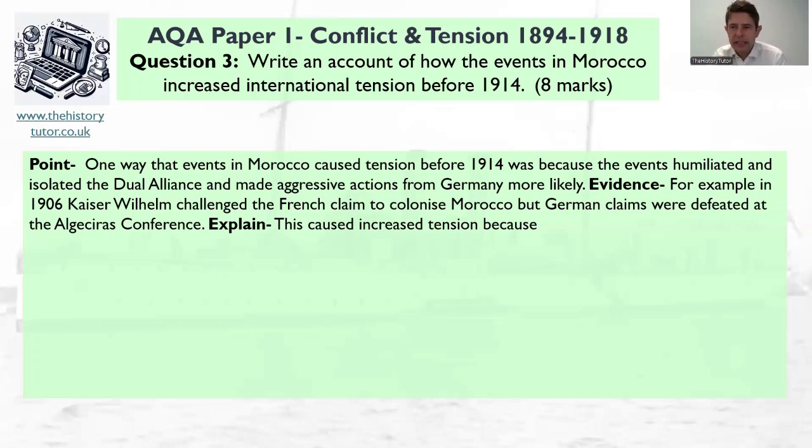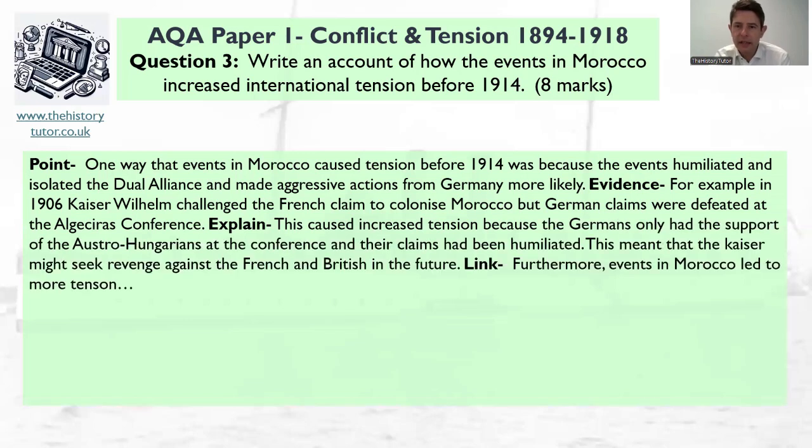All right, so you've got an idea. Here's what I've written. Again, assess your answer. Is it well explained like this? This caused international tension because Germans only had the support of the Austro-Hungarians at the conference and their claims had been humiliated. This meant the Kaiser might seek revenge against the French and British in the future. So a nice simple explanation about Germany being isolated. We could do a furthermore here. We could step a little bit further into time or look at other events or other people. So pause and see if you can think of another way in which these early events are causing problems.